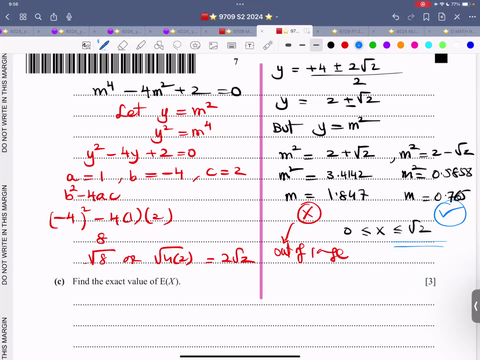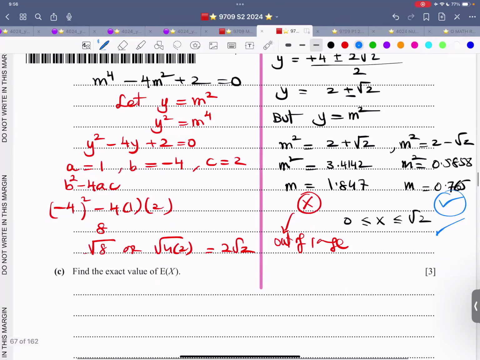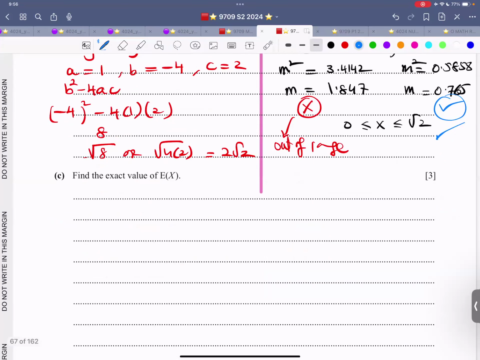So therefore, the answer of m is 0.765, something like this. Just check the working. I think I did not use the calculator properly. This is 2 minus root 2 and 2 plus root 2. I think that's the answer. So let's move on. If there is any small decimal mistake, just take care of it.